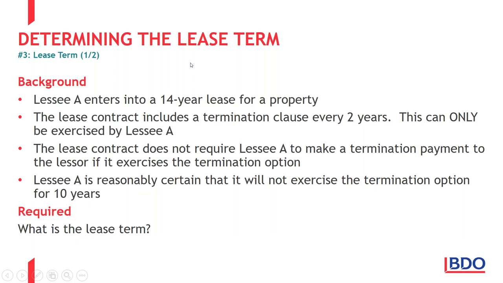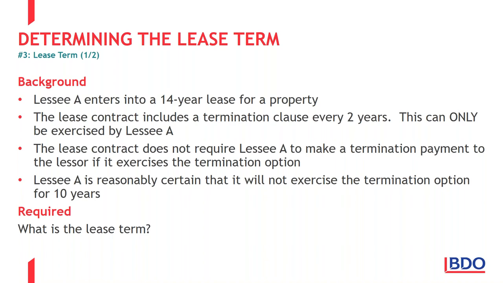So lease term, and example number three. In this example, we've said lessee A enters into a 14-year lease of a property. Now, the lease contract includes a termination clause every 2 years, and this can only be exercised by lessee A. Now, the lease contract does not require lessee A to make a termination payment to the lessor if it exercises the termination option. So the contract has an insignificant penalty. And lessee A is reasonably certain that it will not exercise the termination option for 10 years. So in this situation, what is the lease term?